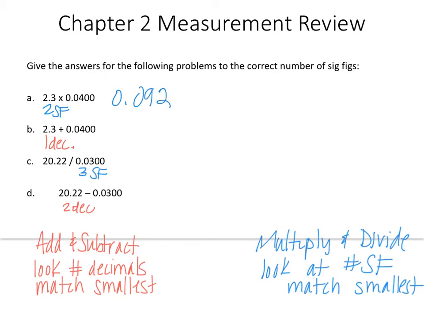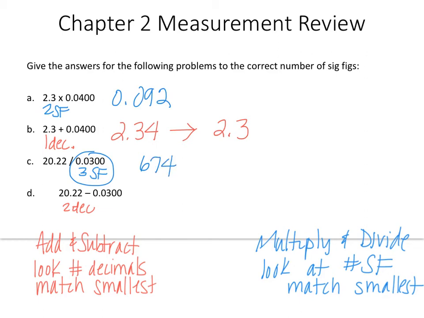The next one is an adding problem. And so if I added those two up, I would see that I would get 2.34. But because that 2.3 only has 1 decimal place, my answer would actually just stay 2.3 because that 4 does not round it up. The next one is division. And because this number right here has only 3 significant figures, I would put my answer in 3 significant figures. So that answer would be 674 is the correct way to do that.